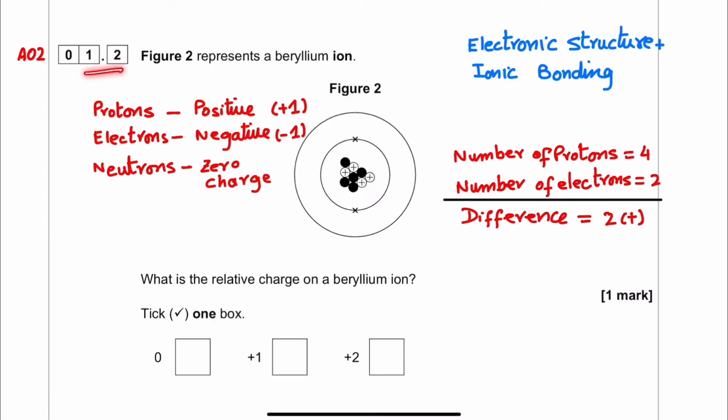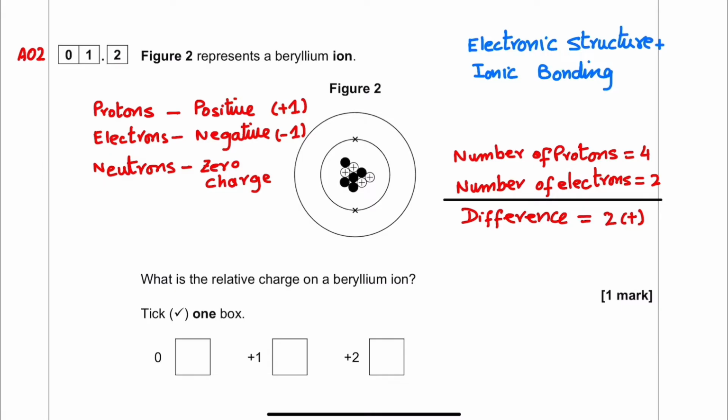1.2 is an AO2 question, and this question is from the topic of electronic structure and ionic bonding. The beryllium ion is given here. We can see that it has 2 electrons in its first shell and there are 4 protons present in the nucleus, 1, 2, 3 and 4. Protons carry positive charge, electrons carry negative charge, whereas neutrons don't have any charge, they are neutral particles.